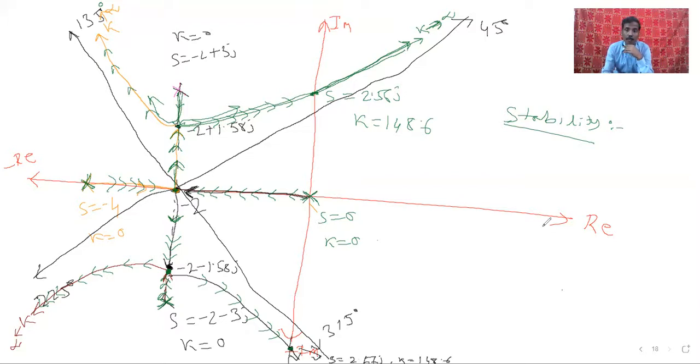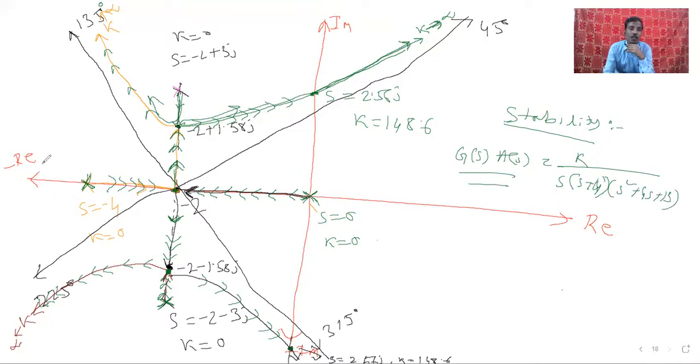So our problem is G(s)H(s) equals K divided by s(s plus 4)(s squared plus 4s plus 13). This is the open loop transfer function, and the design of the root locus and its stability have already been discussed. So thank you.